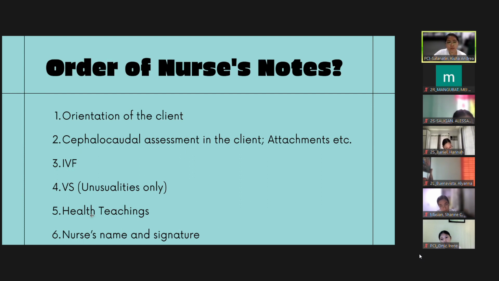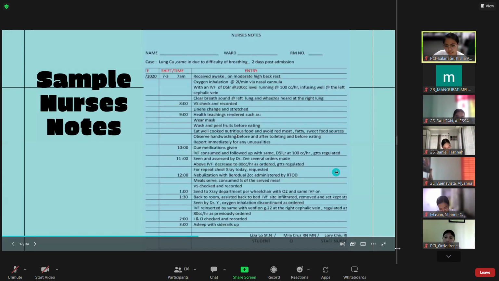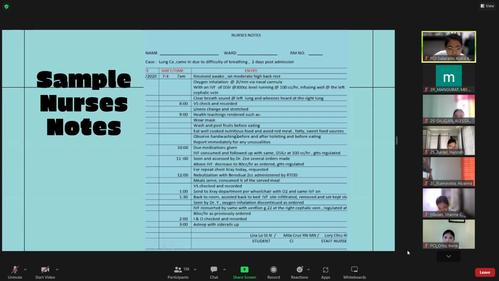Next is the VS. Again, only put the unusualities. Then, also the health teachings, like increased oral fluid intake or rest, advice to rest, those kinds of health teachings. And then lastly is again the nurse's name and signature. Next slide please.